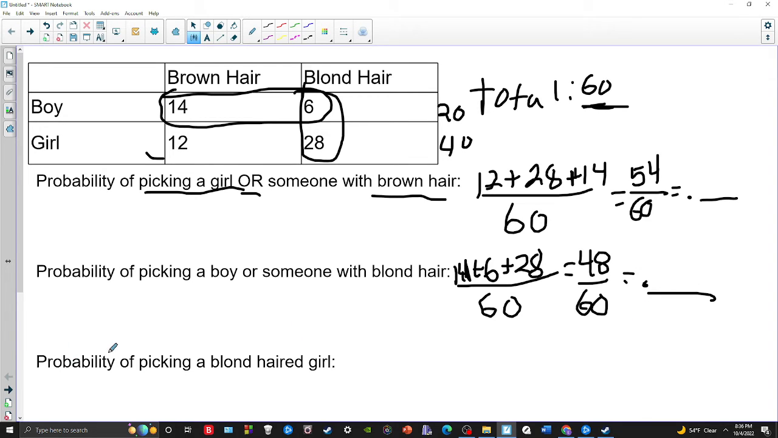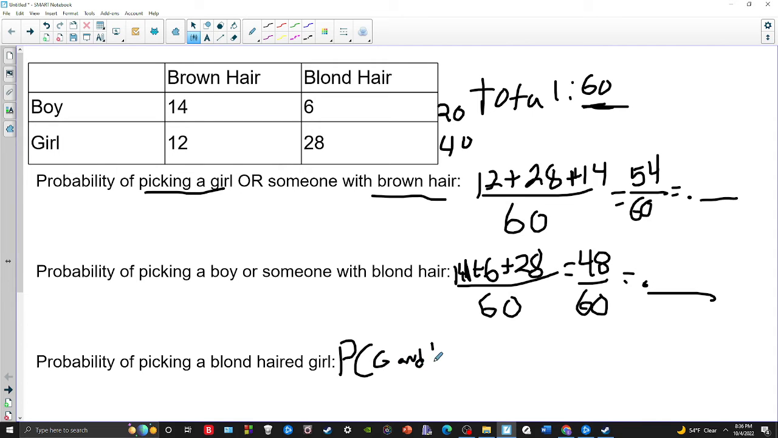In this case it says picking a blonde-haired girl. A blonde-haired girl is another way of saying, if I rewrite this here, the probability of picking someone who is a girl and has blonde hair. Or you can say is blonde-haired and is a girl, whatever you want. Whichever one comes first doesn't matter. I'm aware that blonde is spelled incorrectly, by the way. I'm just too lazy to fix it right now. So this is an and question in disguise.